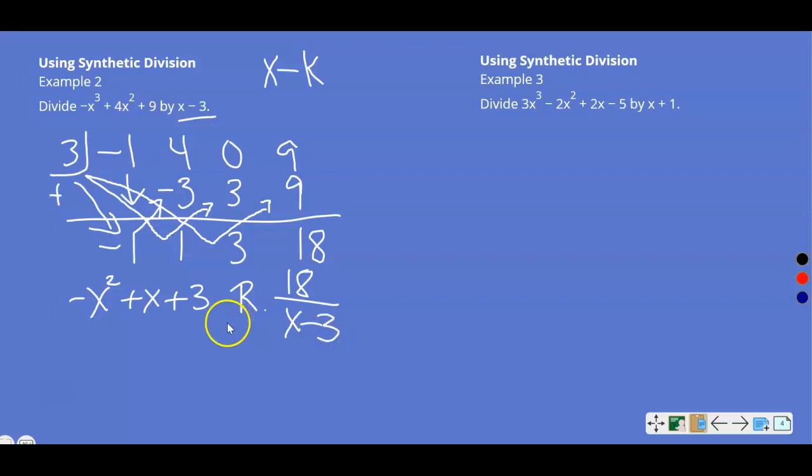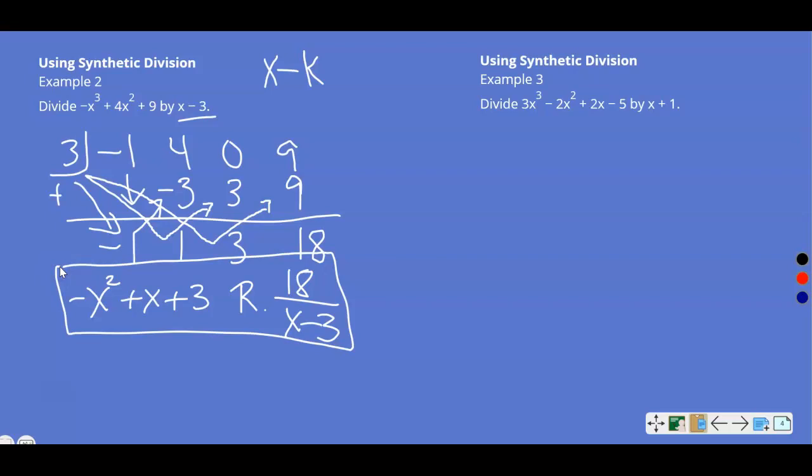Now, if you perform long division, you're going to get the same thing. So you can do long division if you prefer. This is just kind of a shortcut. It's a little bit confusing the first time you do it, but once you do it a few times, it's quick and easy, and it's really nice to be able to do polynomial division very quickly. So to summarize, if you divide negative x cubed plus 4x squared plus 9 by x minus 3, the result is negative x squared plus x plus 3 with a remainder of 18.